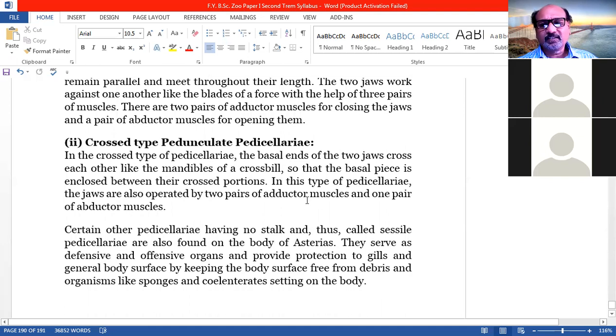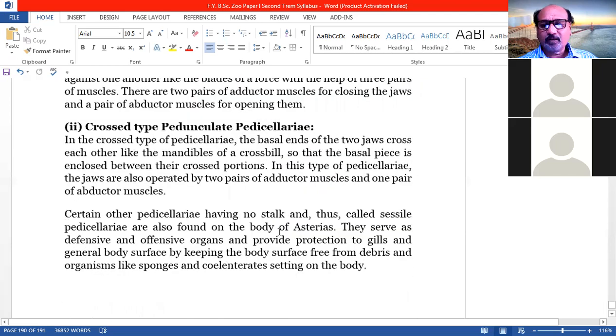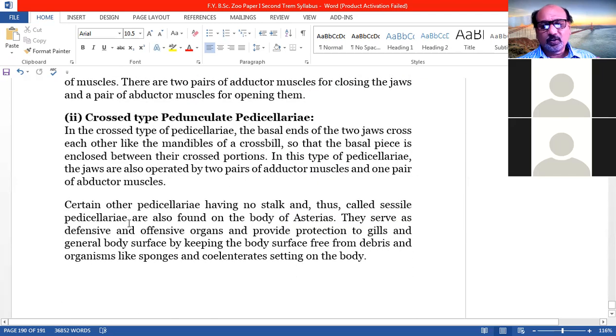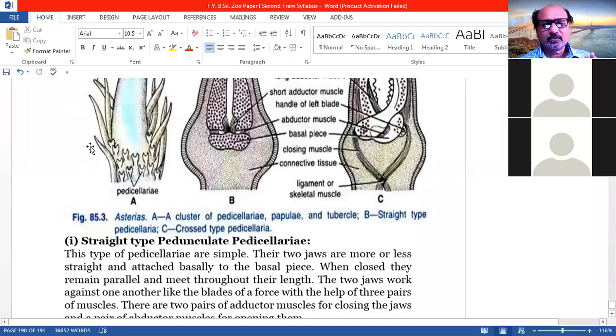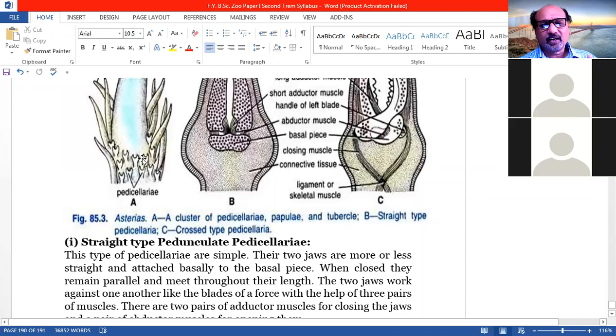Some are stalked, but some others are without stalk, so they are the sessile ones. They are also found on the body. They are defensive and offensive organs. The pedicellariae act as offensive and defensive organs and provide protection to the gills and the general body surface by keeping it free from debris and organisms like sponges and other sedentary organisms settling on the body. They do not allow other organisms to settle on the body.